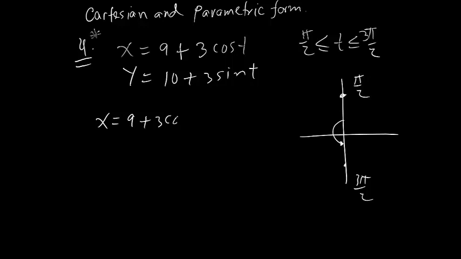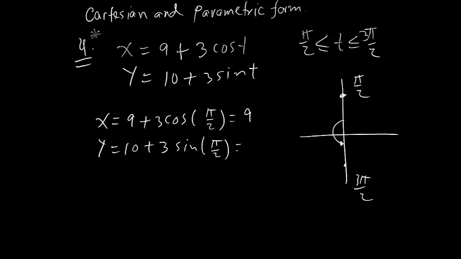x is 9 plus 3 cosine pi by 2. Cosine pi by 2 is 0, so it is just 9. And y will be 10 plus 3 sine pi by 2. Sine pi by 2 is 1, so 10 plus 3 is 13. So the initial point we got is 9 comma 13. You can say here 9 and somewhere here is 13. So this is the point 9 comma 13, where theta is pi over 2.